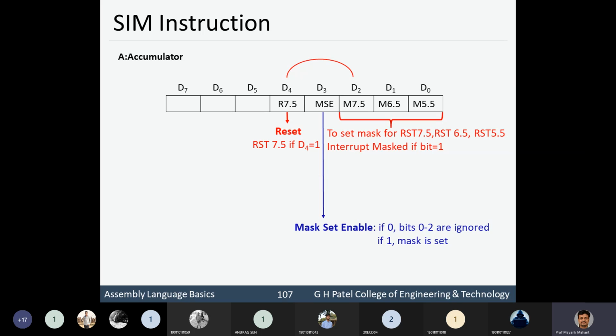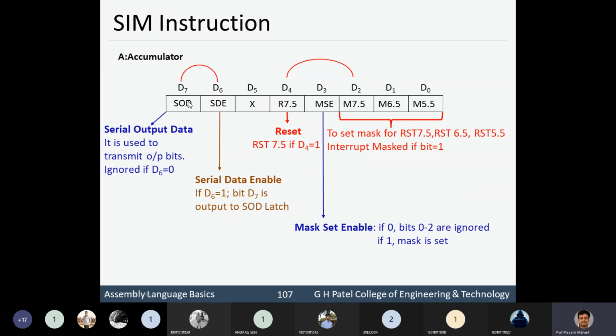Now the D4 bit is to reset our 7.5. If D4 is equal to 1, it will reset the 7.5. D5 is not being used, and D6 is the serial data enable. If D6 equals 1, bit D7 is output to SOD, the serial output data. So this is the interpretation. If you want to do this masking, or if you want to send the data serially, you need to execute a SIM instruction every time.